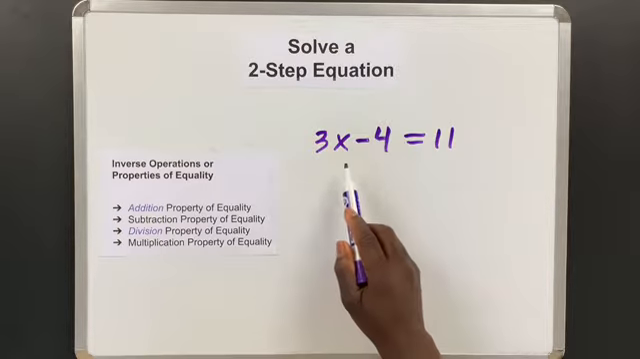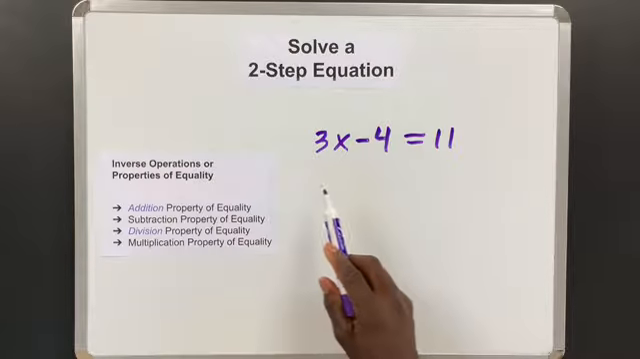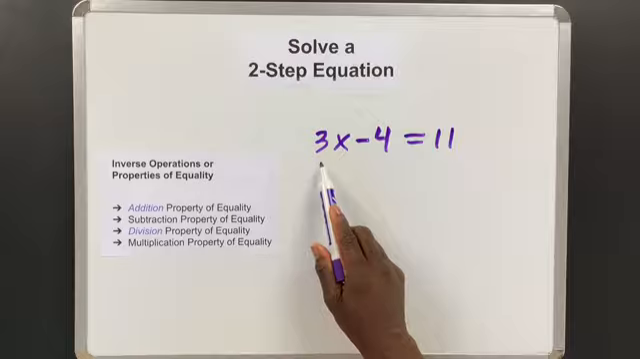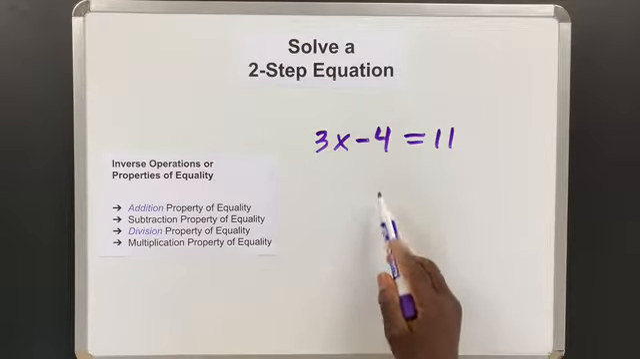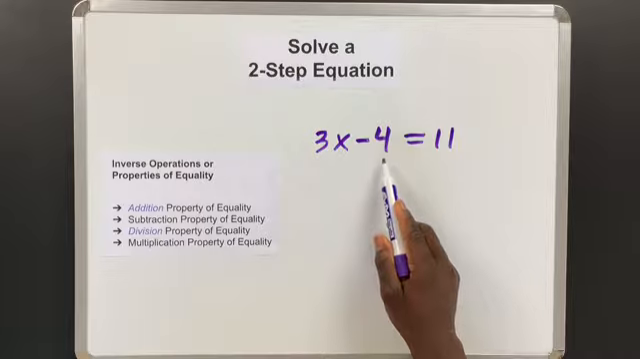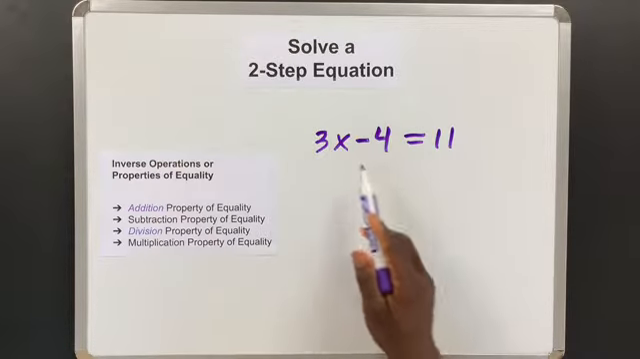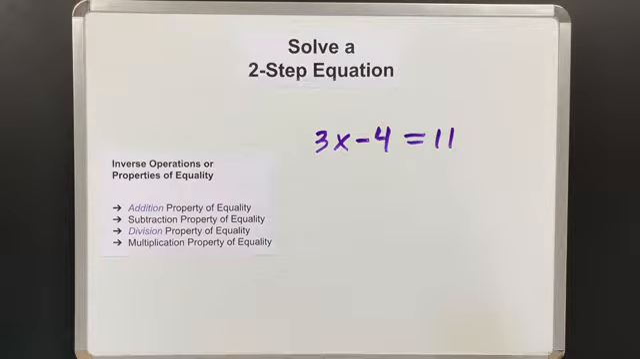Now, we want to solve for x, the variable. And in order to solve for x, we need to get rid of 2 numbers. We need to get rid of the 3, which is also known as the coefficient. A coefficient is a number in front of a variable. And we need to get rid of this constant 4. If we get rid of these 2 numbers, we will have isolated the variable or got x by itself.